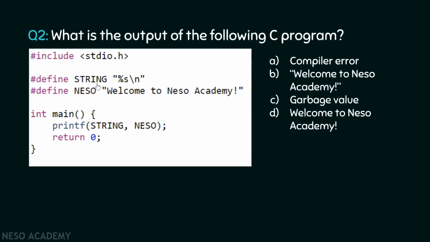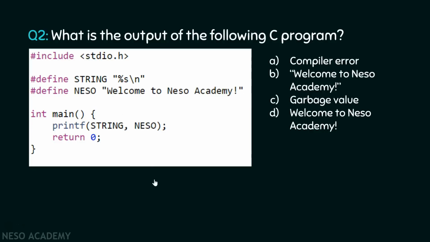Here you can see these are the two macros with their corresponding values, which are nothing but strings. One is %s\n within double quotes and the other one is "Welcome to Neso Academy!" within double quotes. Now we already know what the job of the preprocessor is. The job of the preprocessor is to replace macros with their corresponding values, right? Here instead of numerical values, we have strings.